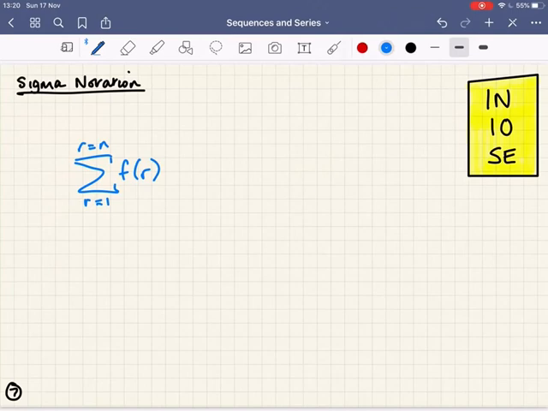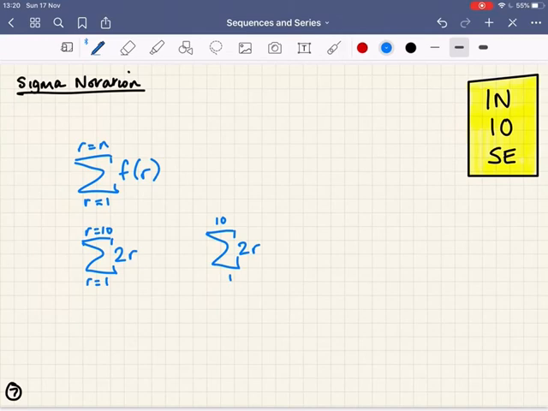So for example, I might have, like we had before, sigma, and the rule is 2r, and maybe r equals 1 to 10. Now, I don't always have to write this r equals 1 and 10 in there. Often you'll see this written in a slightly different way. It might just be written as 1 and then 10 there, and then the rule 2r.